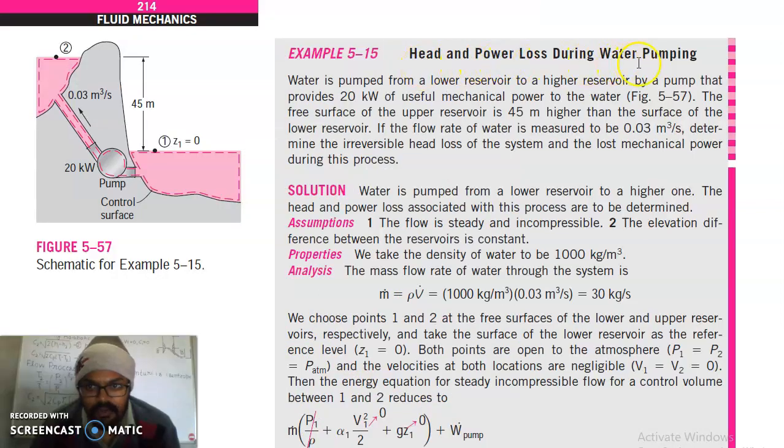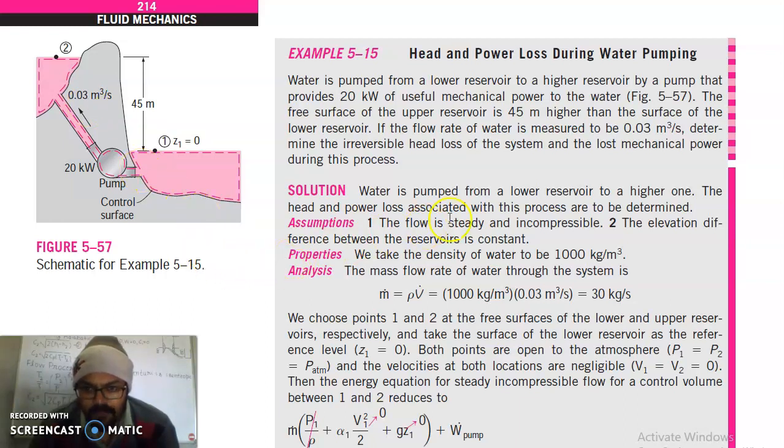Head and power loss during water pumping. So water is pumped from a lower reservoir to a higher reservoir by a pump that provides 20 kilowatt of useful mechanical power to the water. The free surface of the upper reservoir is 40 meter high. So this is your free surface of upper reservoir. If the flow rate of water is measured to be 0.03 meter cube per second, find the irreversible head loss of the system and the lost mechanical power during the process.